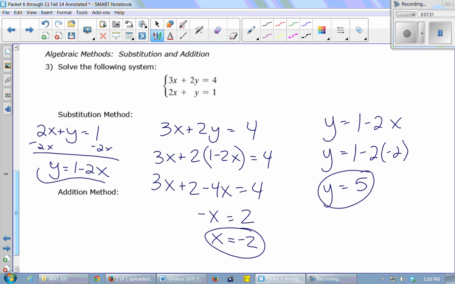Then, like Michelle said, I should check. I should always check. So if I put in a negative 2 for x and a 5 for y, I get 3 times negative 2 plus 2 times 5. Does that equal 4? Yeah. So I have negative 6 plus 10. Yeah, that equals 4. And the other one, 2 times negative 2 plus 5. Does that equal 1? Yeah.